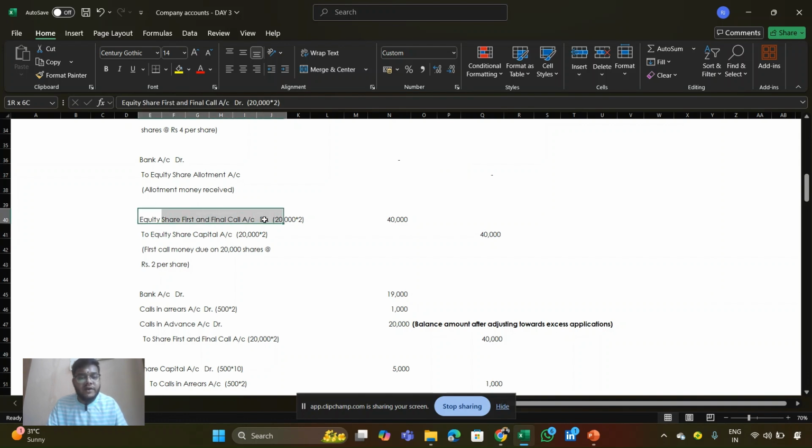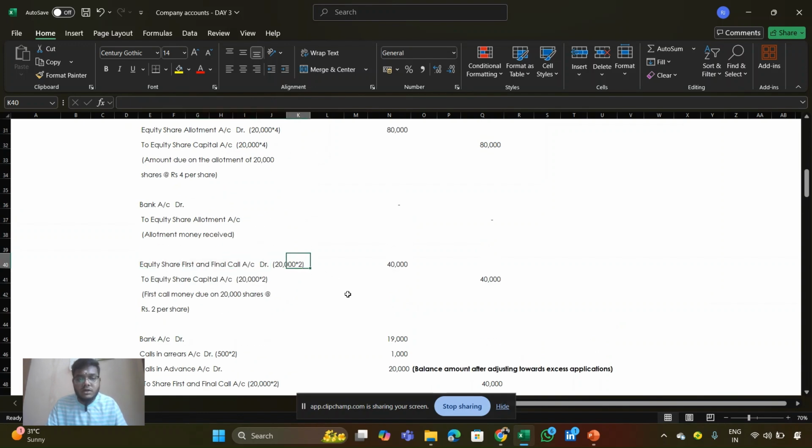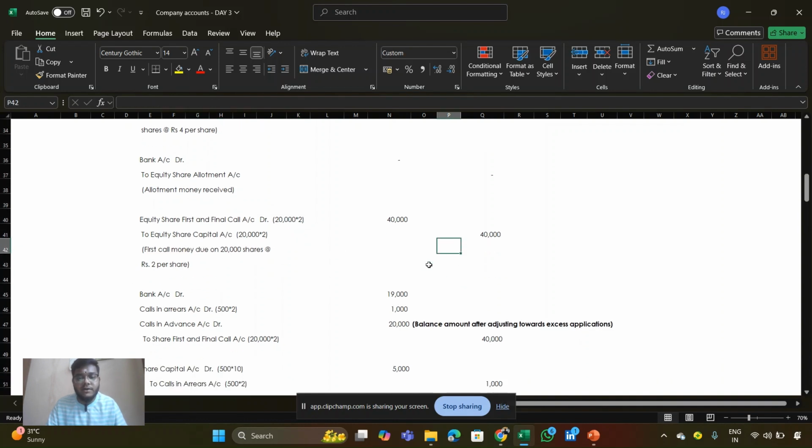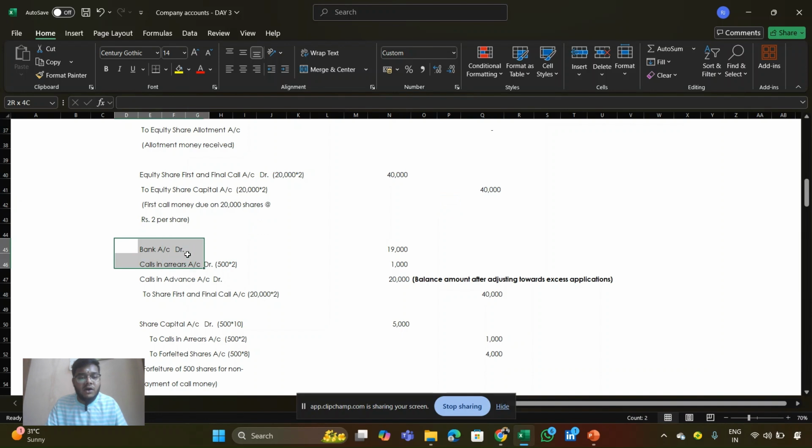So equity first and final call, 20,000 into 2 balance. So the balance is 2, because the total face value is rupees 10, right? So 2 is the balance. So 40,000, equity share capital 40,000, so it's a due entry. Next, what do we receive? Bank account debtor. We receive only 19,000.